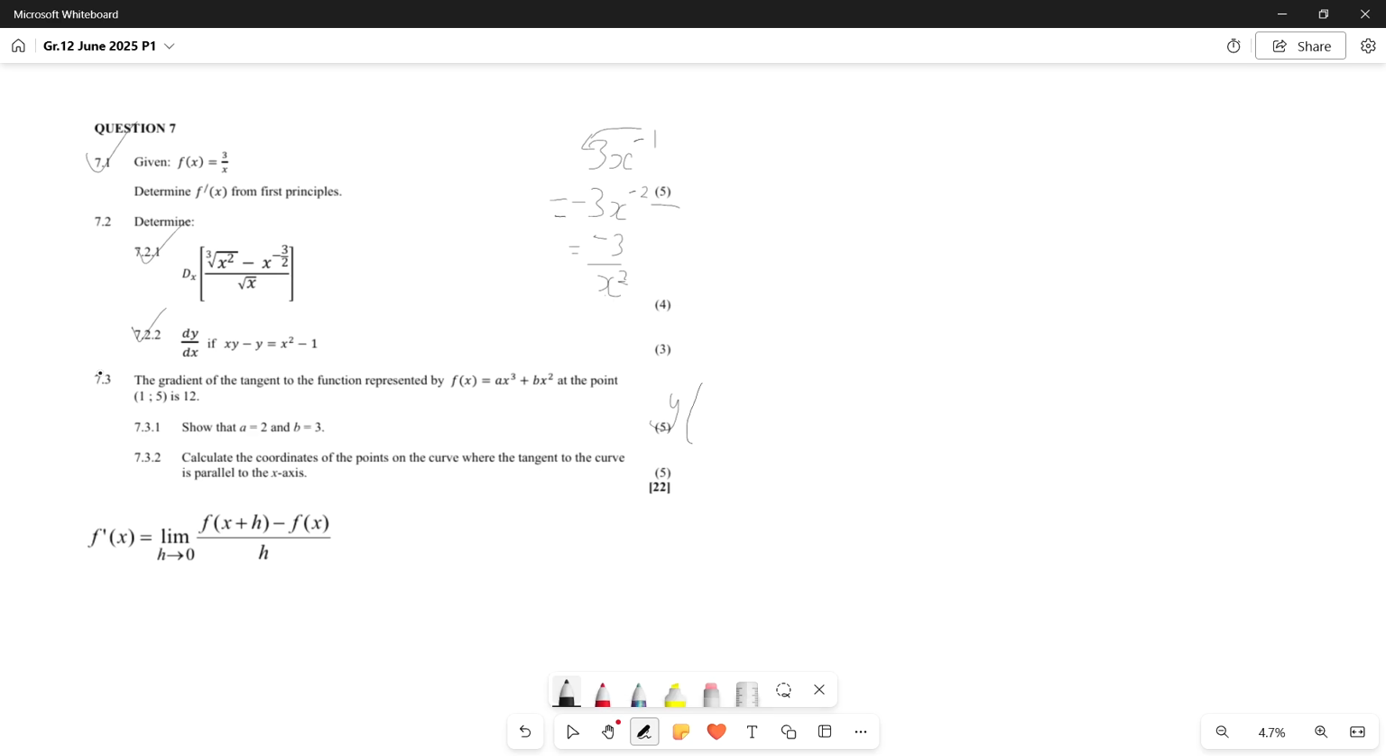So now we're on 7.3. The gradient of the tangent to the function represented by f of x equals ax to the power of 3 plus bx squared at the point (1, 5) is 12. So the gradient of the tangent. We have a couple of things for calculus. What we have for our first derivative are two things.